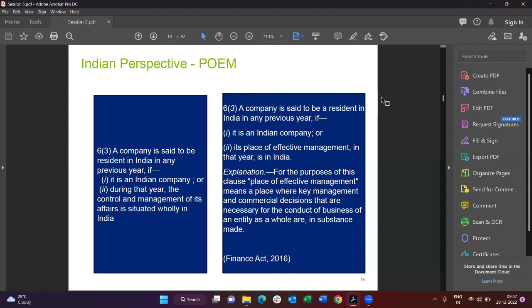section 6(3), which defines a company which is a resident of India. They included the words place of effective management, to make the definition broader and wider and to include more companies. The effect was that more companies came into the definition of an Indian company, and they were liable to tax in India. So they didn't adopt CFC in this case, but they have taken some measures.